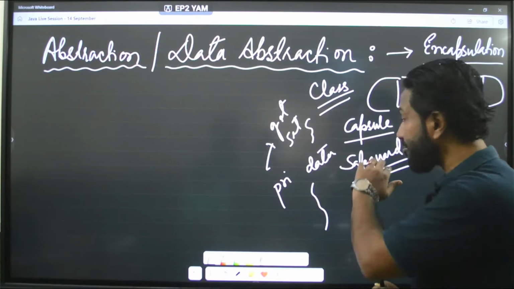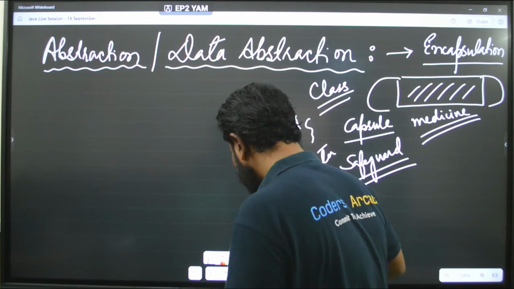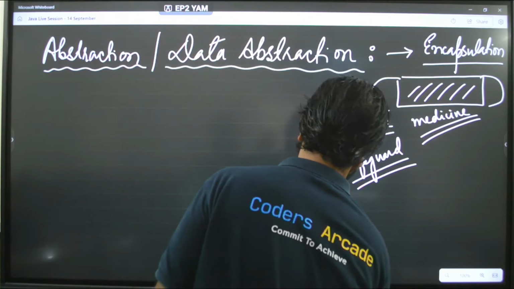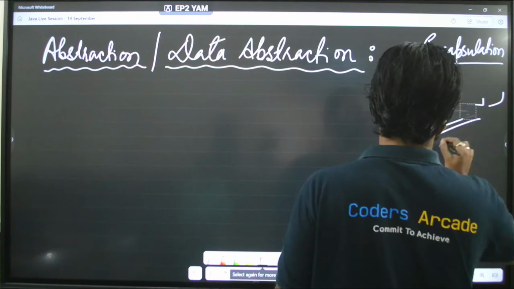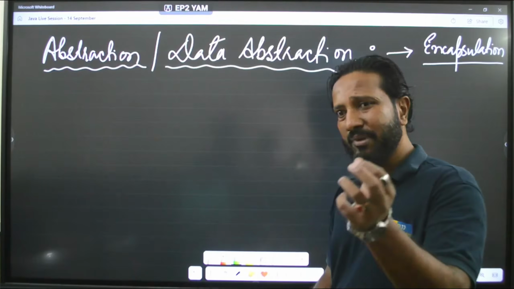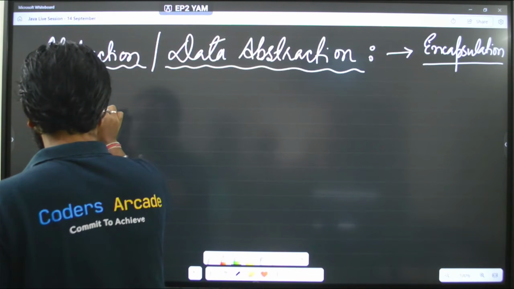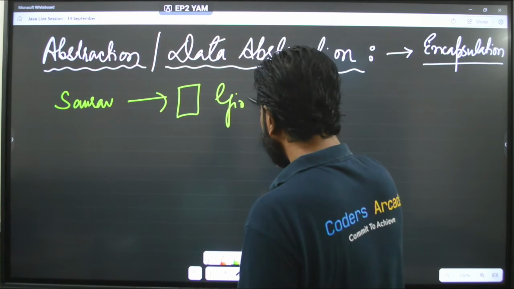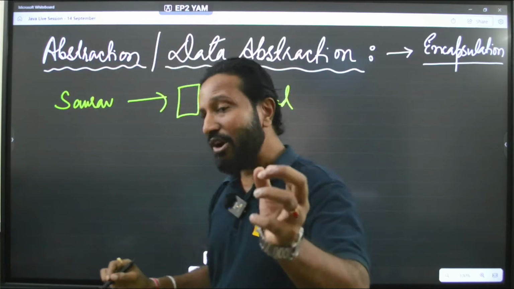Okay? That is encapsulation. Now, imagine I am giving you a very simple scenario. Take a simple scenario. Suppose I have to call my girlfriend. I am giving a simple example. Say, Saurav, my name. I have to call my girlfriend. I am not married, by the way. I have to call my girlfriend.